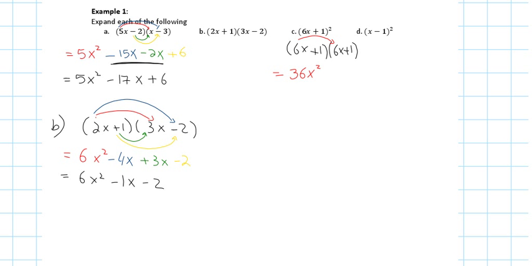Then 6x times 1, 6x. 1 times 6x, and then 1 times 1 is 1. So I'm going to end up with 36x squared plus 12x plus 1.